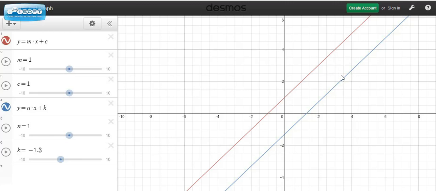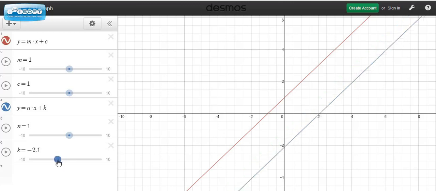So if they never meet, we don't have an intersection point, and therefore we don't have a solution to those two linear equations. So the current equations we have are y equals 1x plus 1, and this second equation of y equals 1x minus 1.3. And if you tried to solve those on your CAS calculator, there'd be no solution found because we have no intersection points.